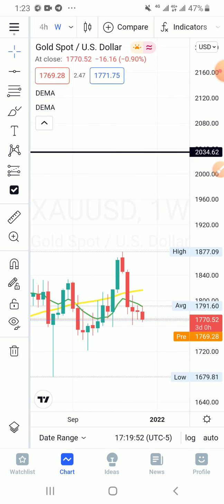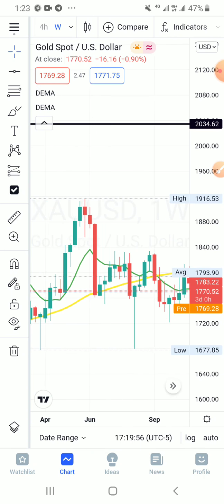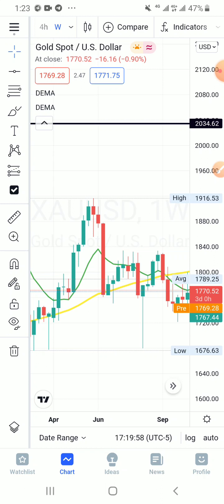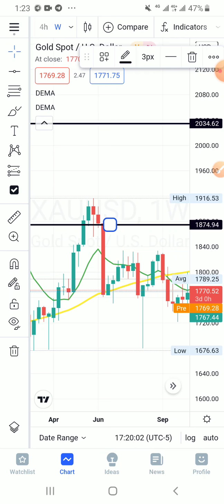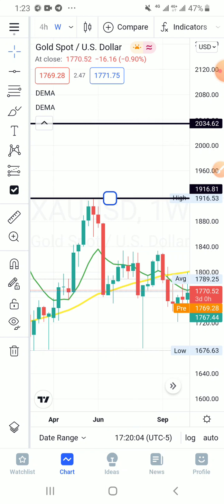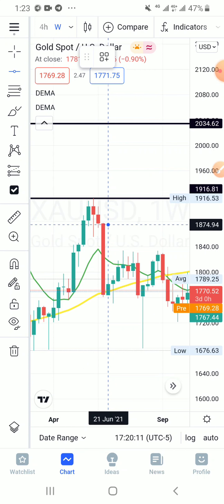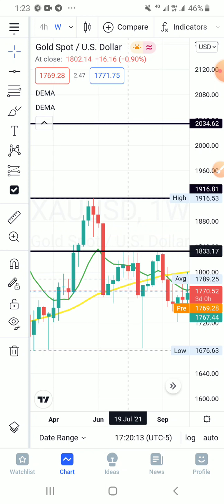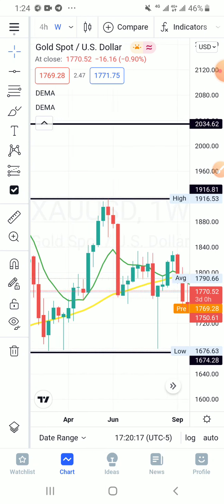We are on the weekly time frame right now. You see the high and low of weekly already. So every time we have a high, it means it is resistance, or what we call the distribution area.